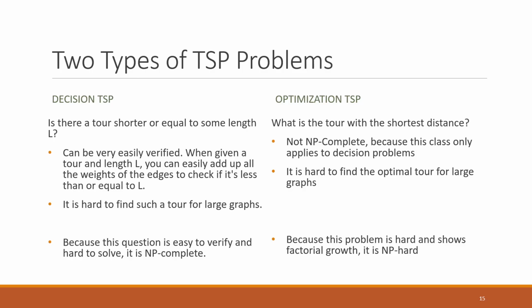Now if we look at optimization TSP, we ask the question, what is the tour with the shortest distance? This is not NP complete because NP complete only applies to decision problems. And we know that it is hard to find the optimal tour for large graphs. Because this problem is hard and shows factorial growth, it is NP hard.